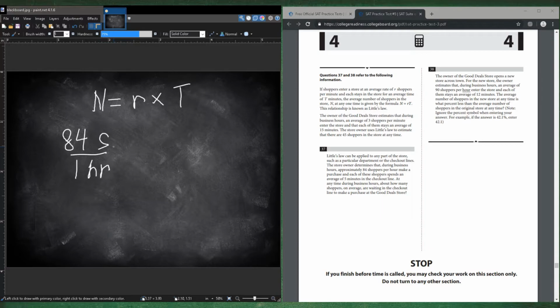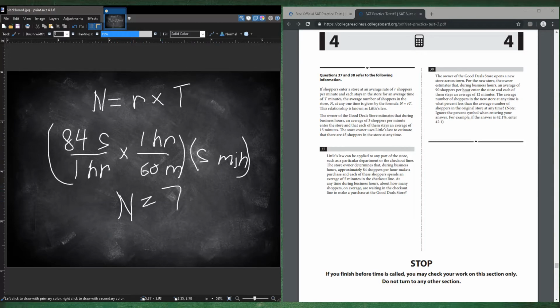And each spends an average of 5 minutes. So we have to convert the hours to minutes. So 1 hour is equal to 60 minutes, and we have 5 minutes. So this will count as the rate, and this will count as the time. So 84 divided by 60 times 5 is 7. So n is equal to 7. So the answer is 7.